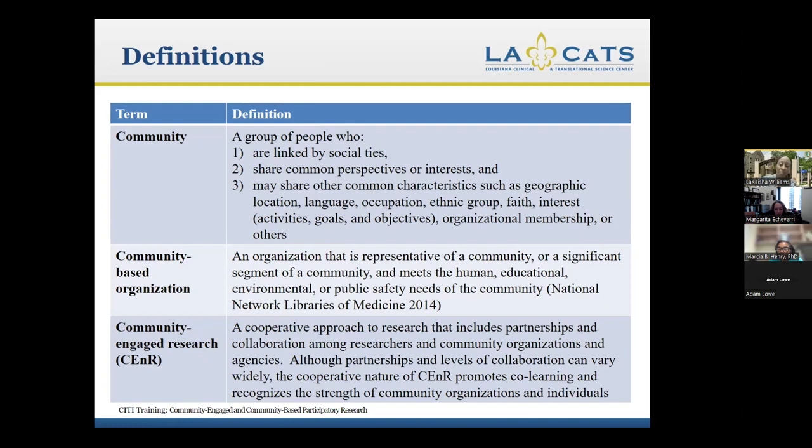What's important about community engaged research is that each person, each entity, whether a researcher or a community organization, is able to learn from each other. We're able to share that expertise. We're able to have a bi-directional relationship. I'm learning from you, you're learning from me, and we're collaboratively coming together to focus on this particular common goal.